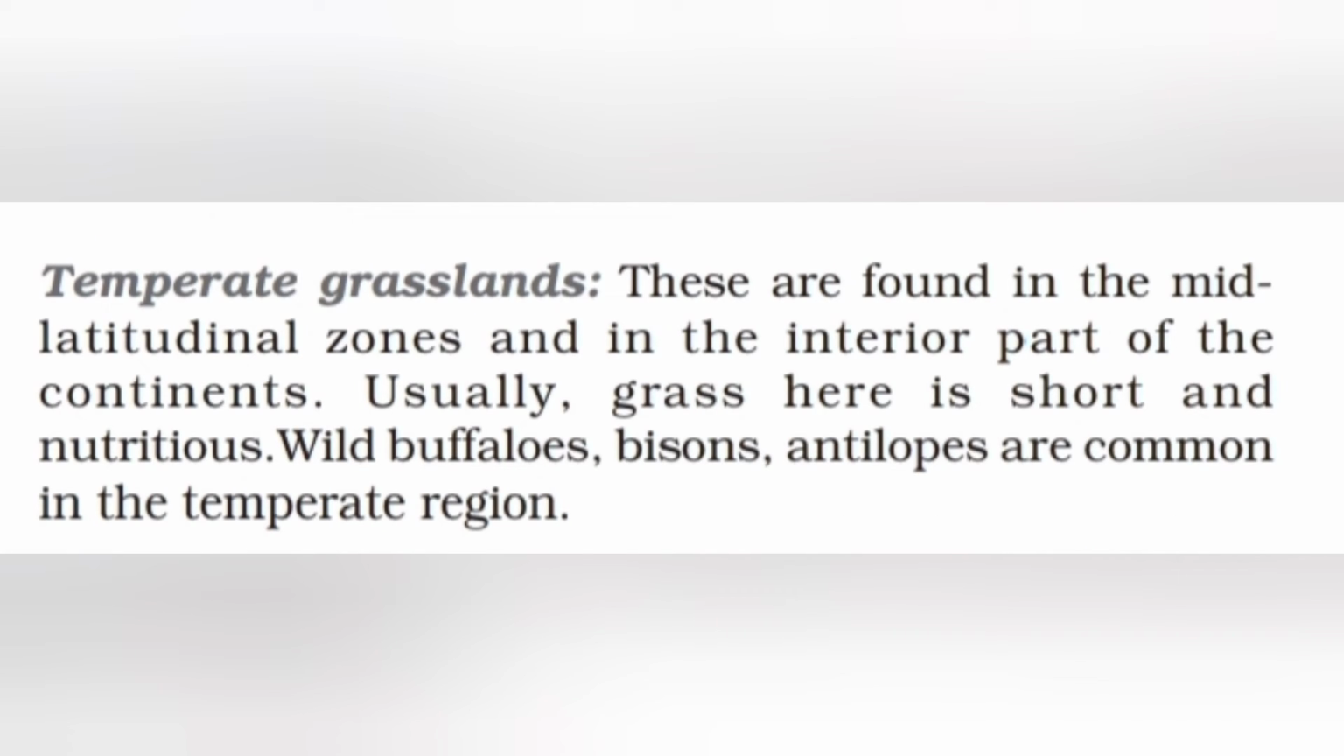Temperate grasslands. These are found in the mid-latitudinal zone and in the interior part of the continents. Usually, grass here is short and nutritious. Wild buffaloes, bisons, antelopes are common in the temperate region.